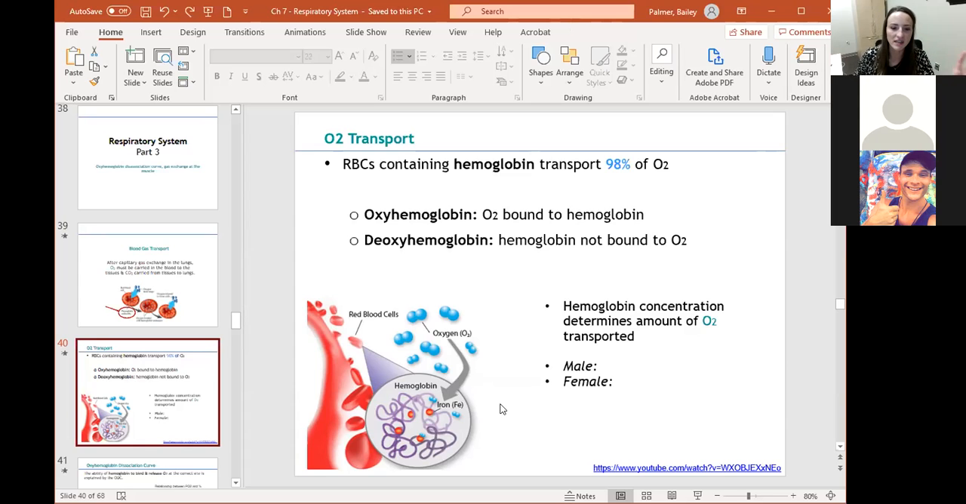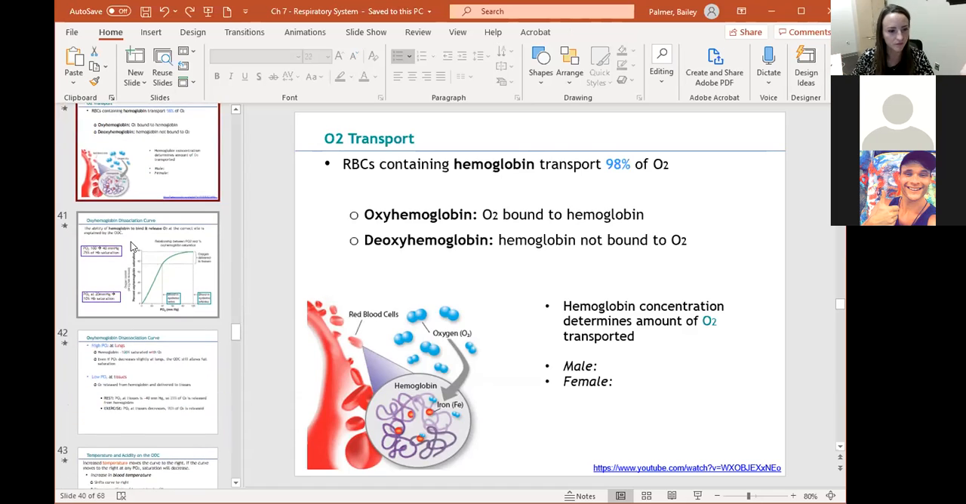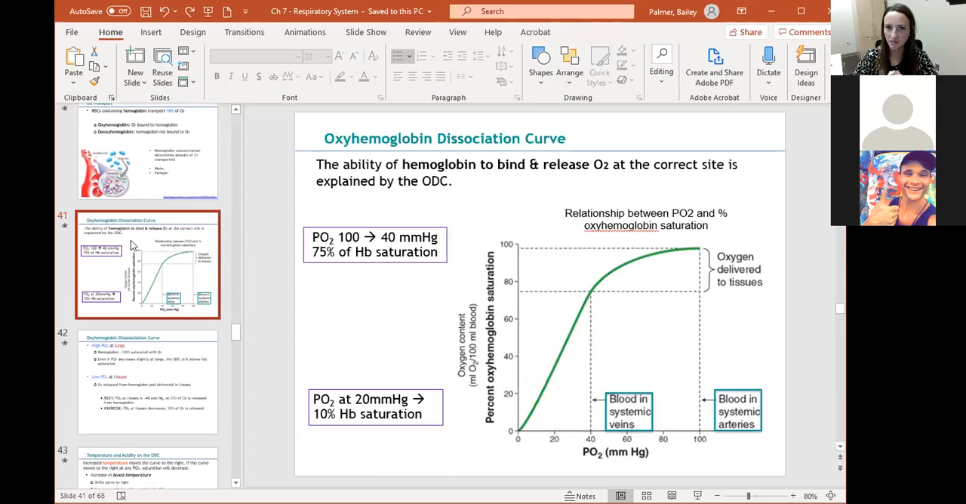We know hemoglobin exists in red blood cells. Hemoglobin is a protein iron structure inside the red blood cells, and that's how we carry oxygen to our working muscle. So the whole goal of understanding this curve is oxygen delivery to tissue, and we'll talk about factors that determine how much oxygen gets to the muscle.